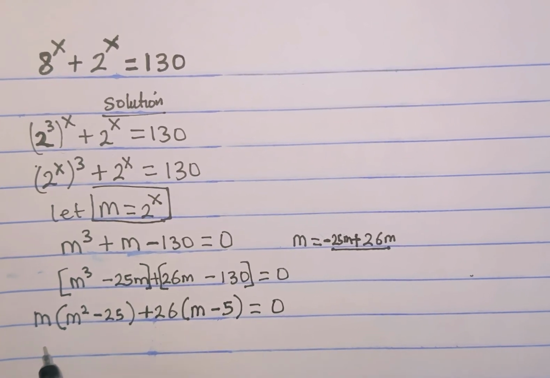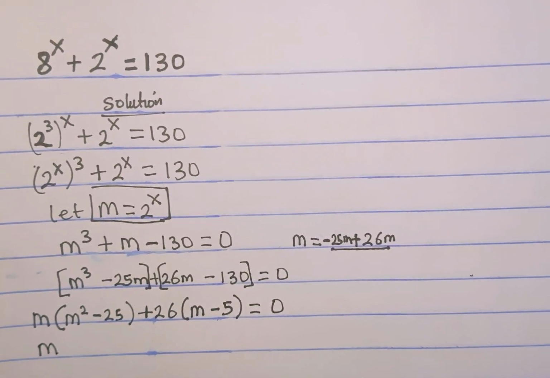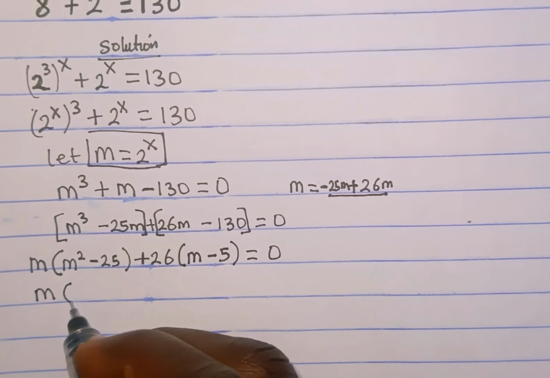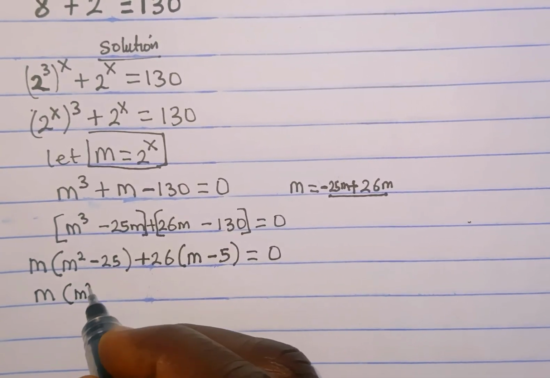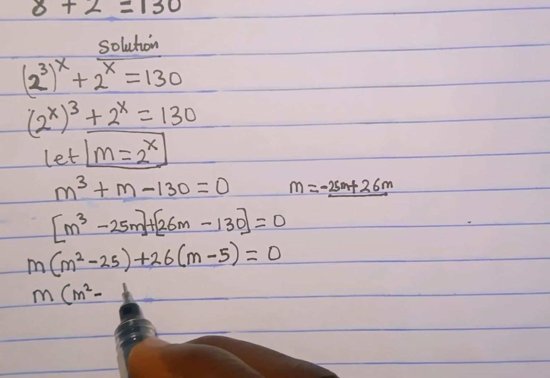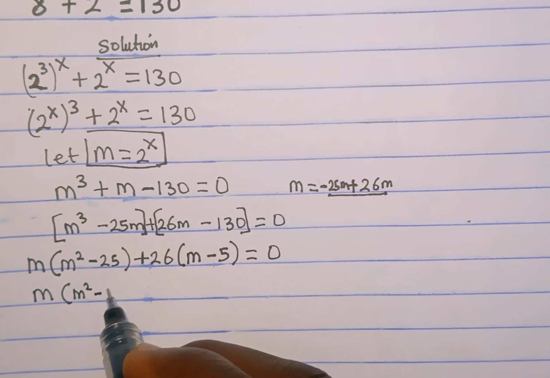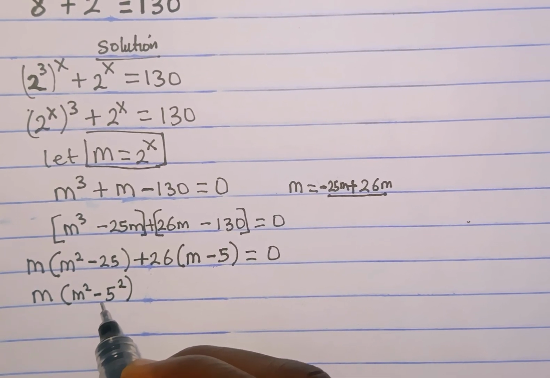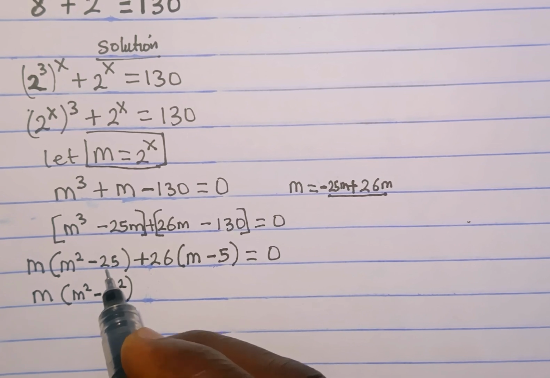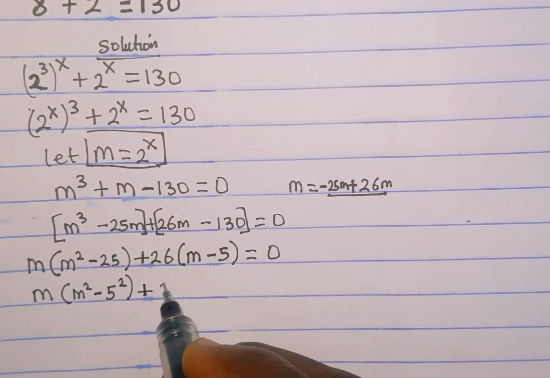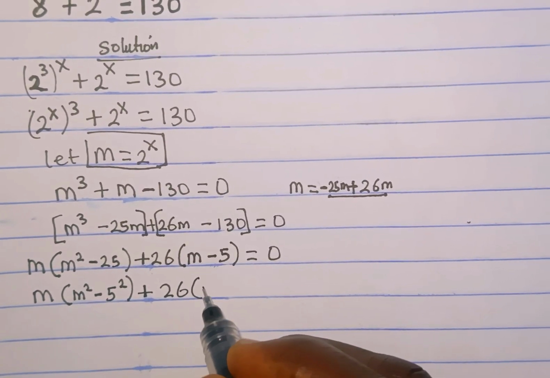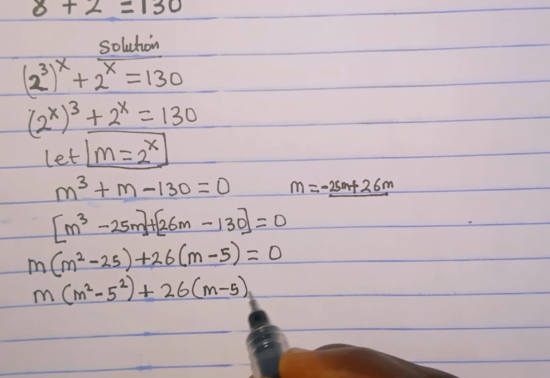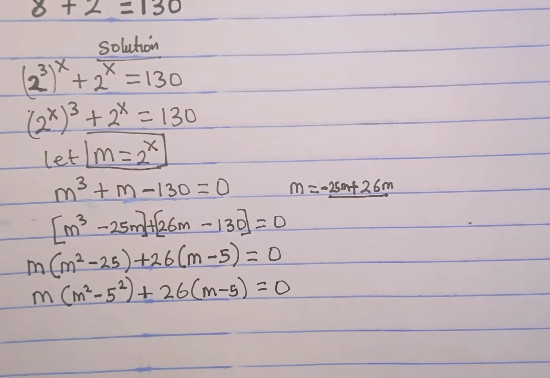So the next thing we're going to do, we have m now. Then we open a bracket, m to power 2 minus this 25, which can also be written as 5 raised to the power of 2, so that we can have difference of 2 square. 5 to power 2 is the same as 25, then plus 26 into the bracket of m minus 5. Everything will be equal to 0.